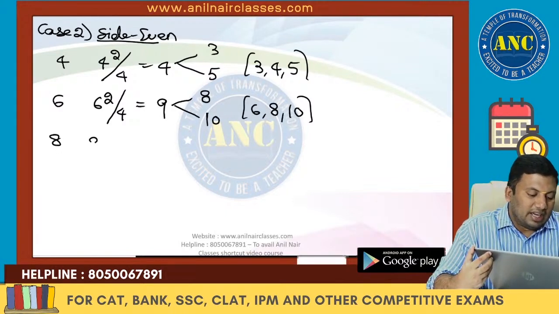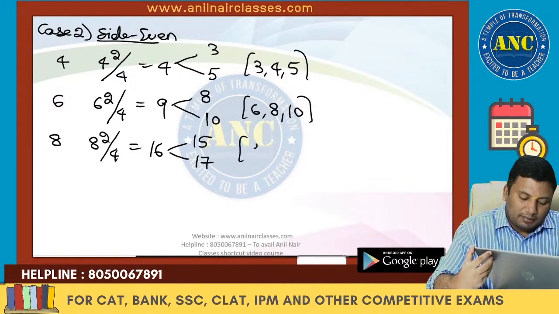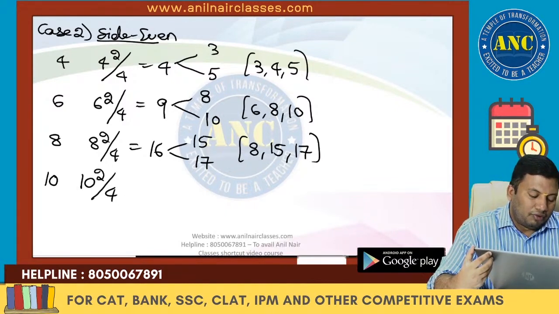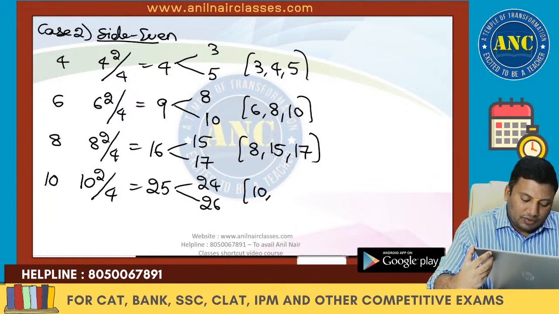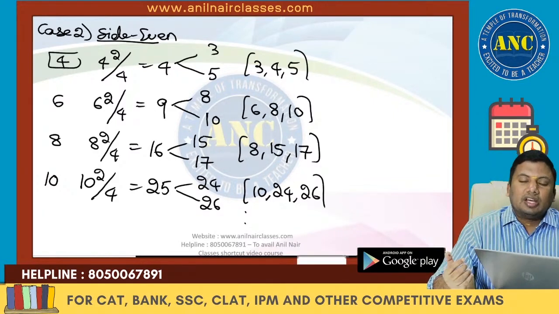Suppose if it is 8. Square it and divide by 4. 16. Subtract 1 and add 1, which is nothing but 8, 15 and 17. Suppose if it is 10. Square and divide by 4. 100 by 4, 25. Subtract 1 and add 1, which is nothing but 10, 24 and 26.